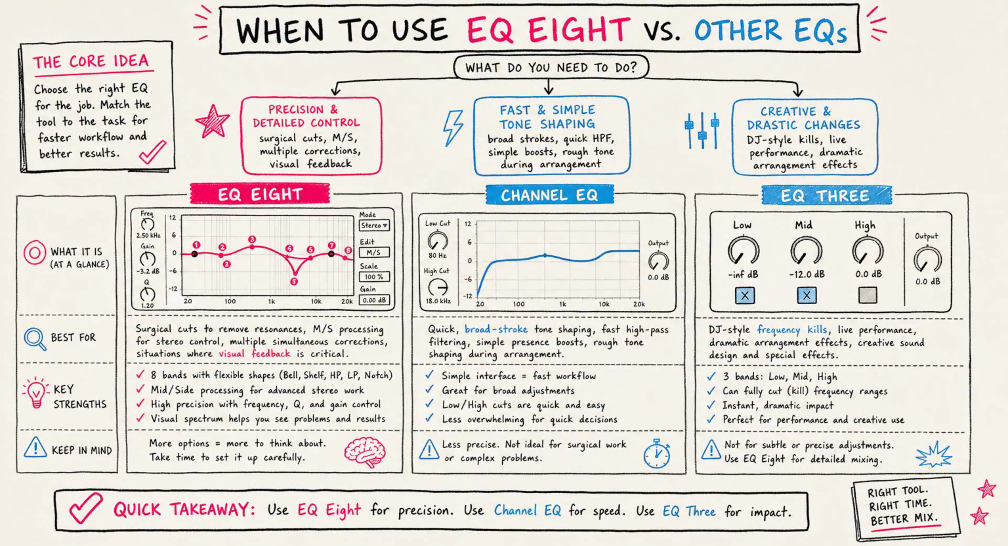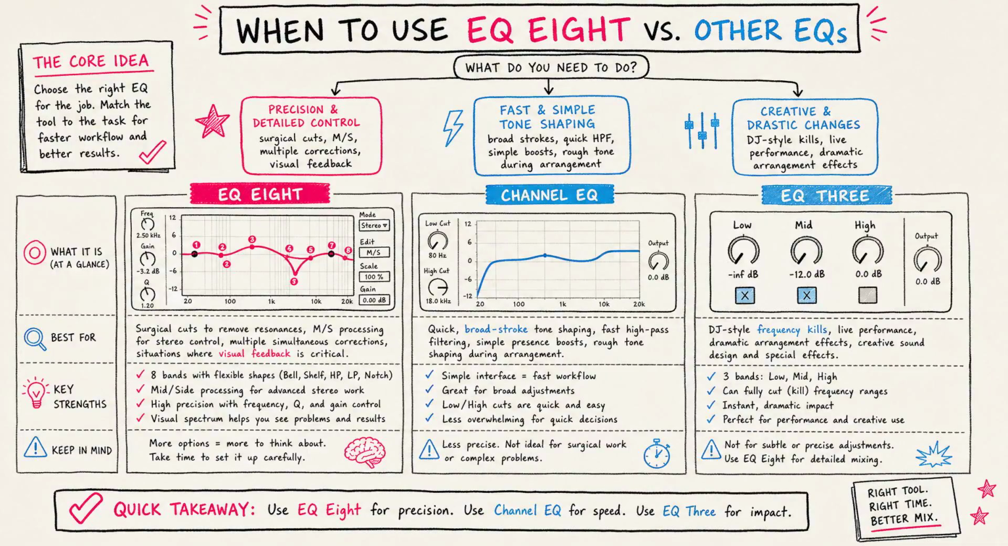Channel EQ provides quick, broad-stroke tone shaping with a simpler interface. Use it when you need fast adjustments without the complexity of 8 bands: quick high-pass filtering, simple presence boosts, or rough tone shaping during arrangement when you'll refine later.